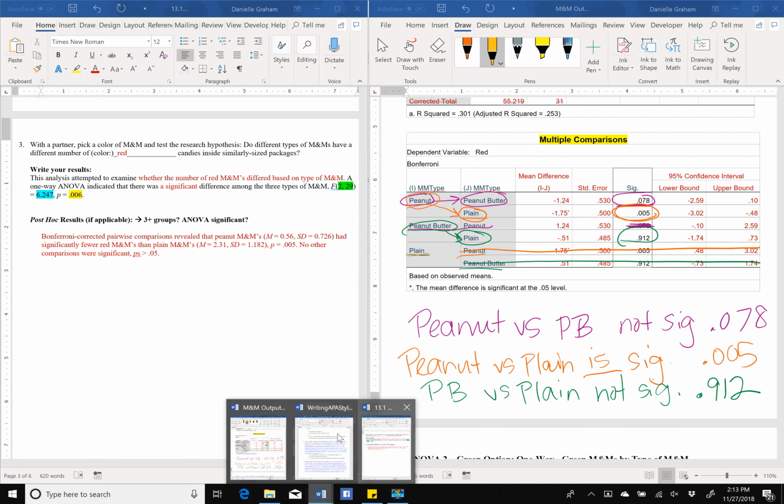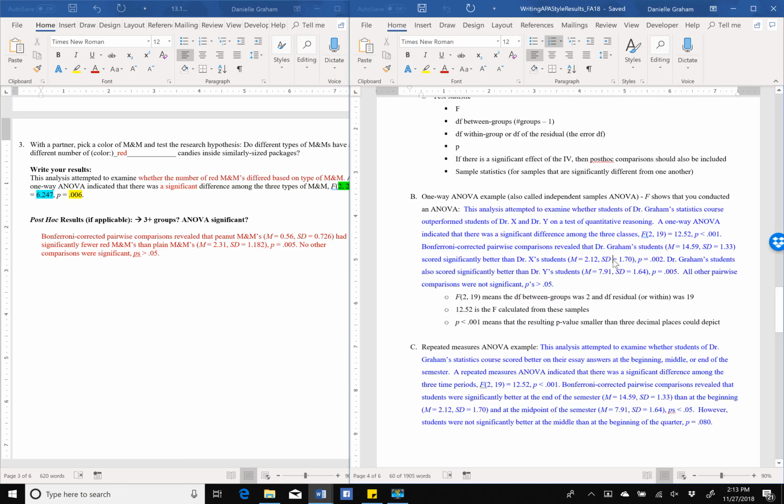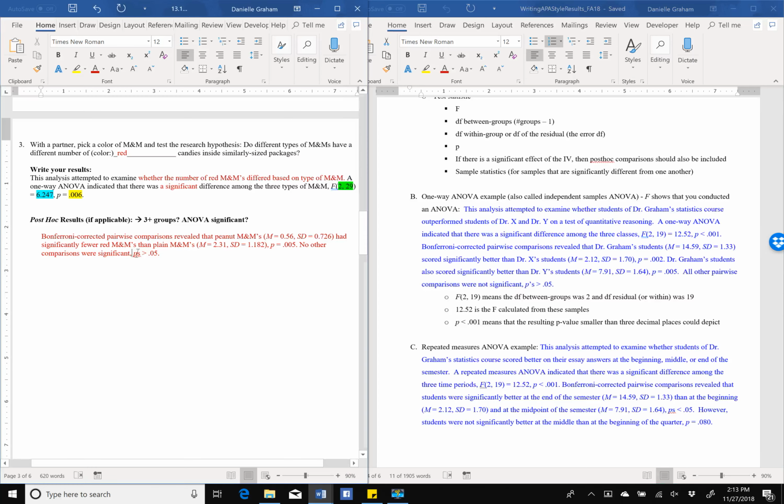So if we look back at our example, right, so here it's like, oh, these were significant, these were significant. All other pairwise comparisons were not significant. My wording is a little different, but it follows the same idea. And personally, I don't like having the apostrophe in there because it's not really possessive. Anyway, I'm not that picky about it.